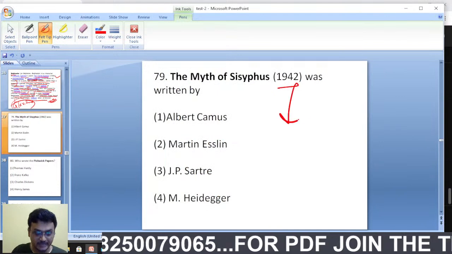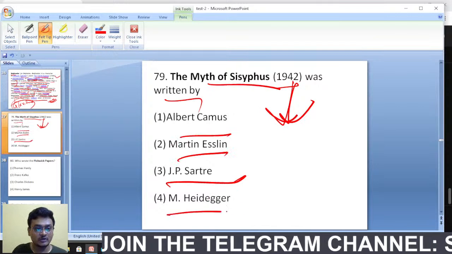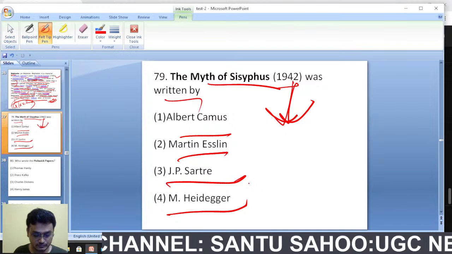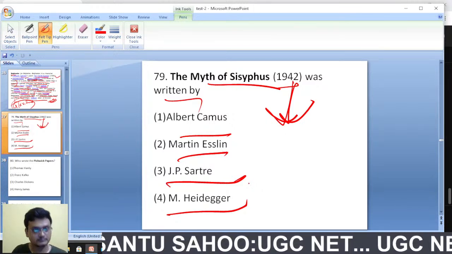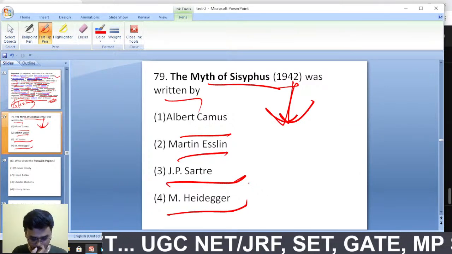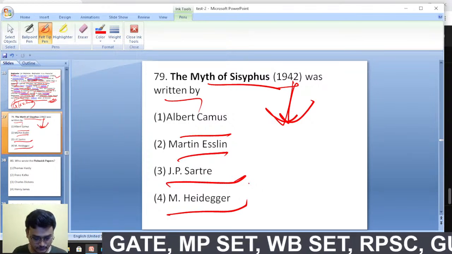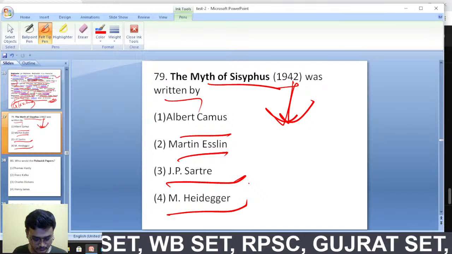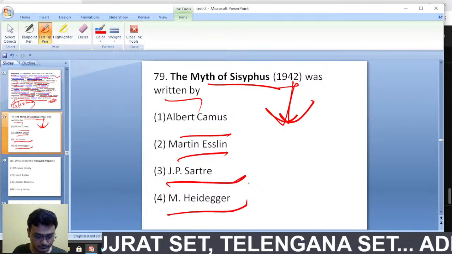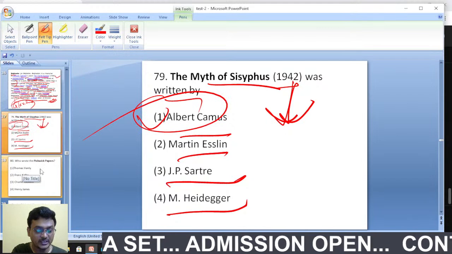The Myth of Sisyphus, 1942. What is your response here? Albert Camus, Martin Esslin, Jean-Paul Sartre, and Martin Heidegger. The Myth of Sisyphus was written by whom? Albert Camus. Chalo, moving on to 80.